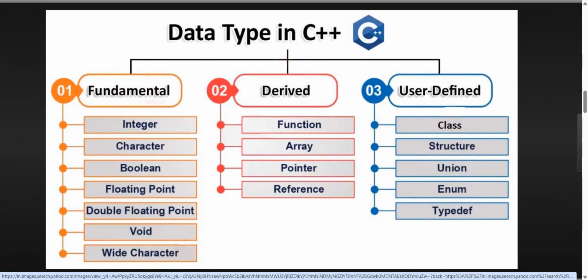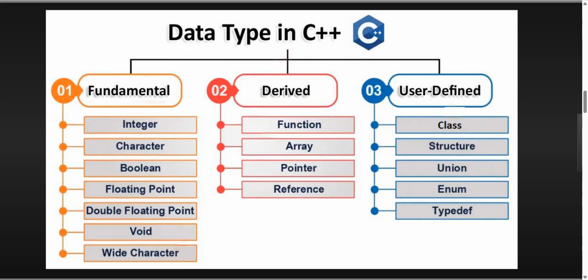Here you can see the data types in C. These are the fundamental data types. These are the derived data types, which we are going to discuss in further videos. Next, user defined data types are also there. Let me explain. First, what is meant by fundamental data types?